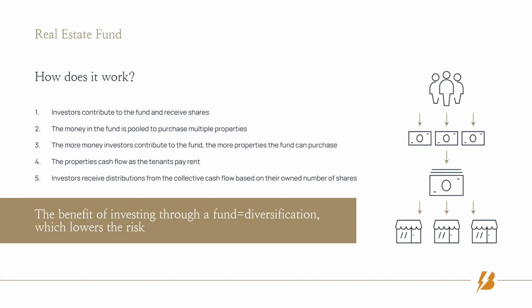Well, if you look at the diagram here, investors contribute to the fund and they receive shares in the fund. Okay, the money is pooled together, and with that pool of money, we go off and purchase multiple properties. And the more money the investors contribute to the fund, the more properties we can buy, of course. Now, as the properties generate revenue and they fulfill their terms of lease, the money comes back into the fund, and then of course from there we distribute back to the investors depending on the owned shares that they have in the asset.